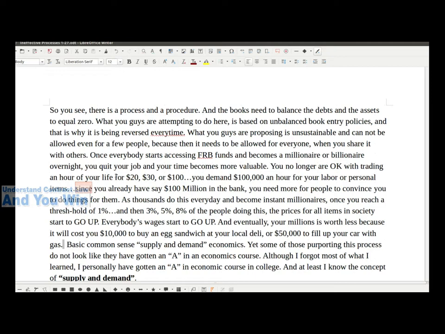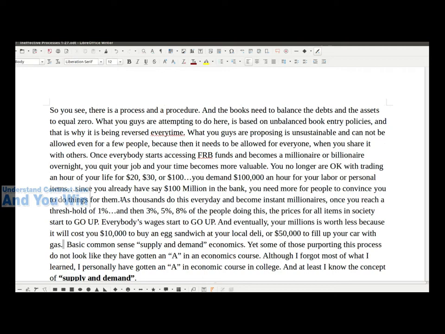because when money is so much easier for you to come by, and your debts, you don't have to pay them through trading your time. You can just tap into your unlimited Federal Reserve Bank funds. Well, since you already have $100 million or $100 billion in your bank account, you need more people to convince you of doing things for them. You need more money for your time, right? If you have $1 billion, and I ask you for this favor, you're going to want more money for your time.